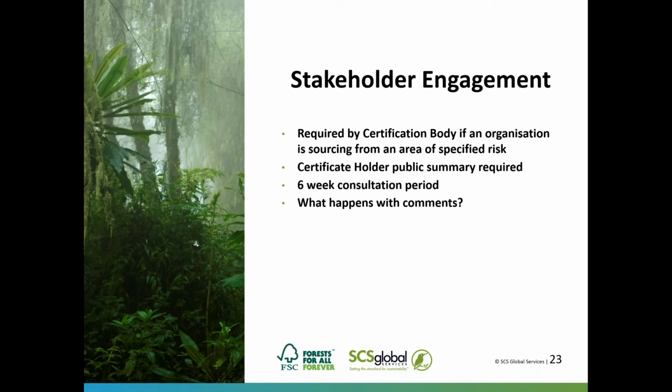Great, thanks, Nick. Right, so it's really reiterating what Nick has pointed out on the previous slide. A certification body, which is us as SCS Global or another certification body, when conducting a controlled wood audit of an organization that is sourcing from an area of specified risk, is required to conduct stakeholder consultation for evaluations and re-evaluations. So it's kind of reiterating everything there.